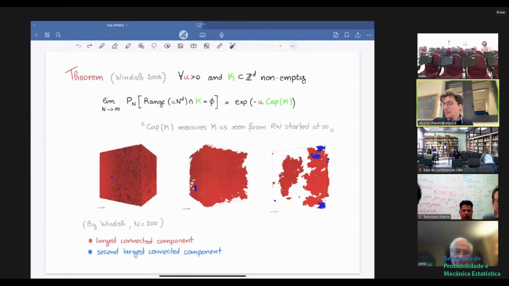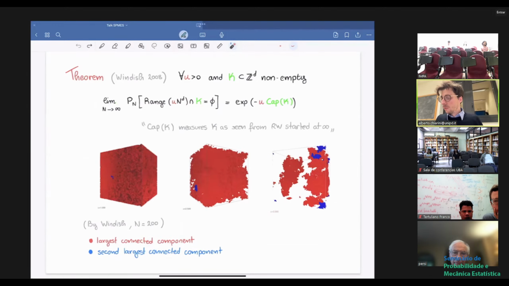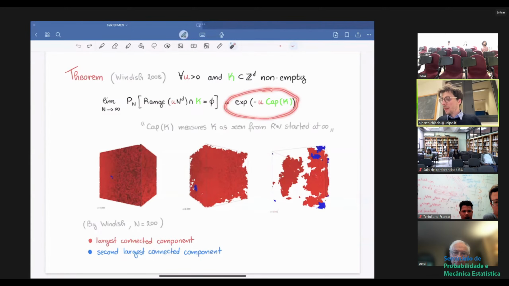Okay. So the interesting regime is that we let the random walk run for a time proportional to the volume of the torus. And if we do so, then the probability that the range of the walk does not intersect a subset K has a limit as the size of the torus goes to infinity. And it is exactly given by exponential of minus u, where u is the proportionality constant, times the capacity of the set K, where the capacity of K is some sort of measure of K as seen from a random walk started at infinity.